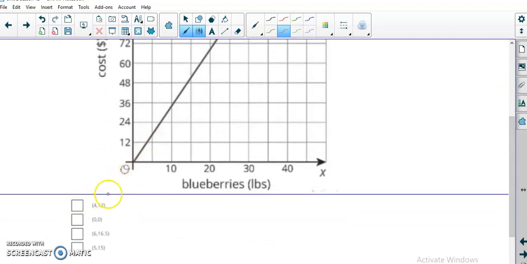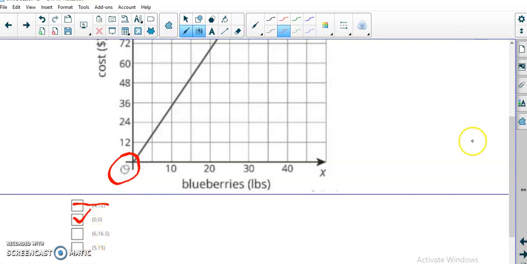Well, 4, 12, I can't really tell where 4 is, but I can tell that this is 5. So 4 is going to be more than 4, 12, I think. So that's not necessarily true. I don't know that that is exactly on that line. 0, 0, well, that is true. If I don't go and pick any blueberries, I'm not going to pay any money. So that has to be on there.